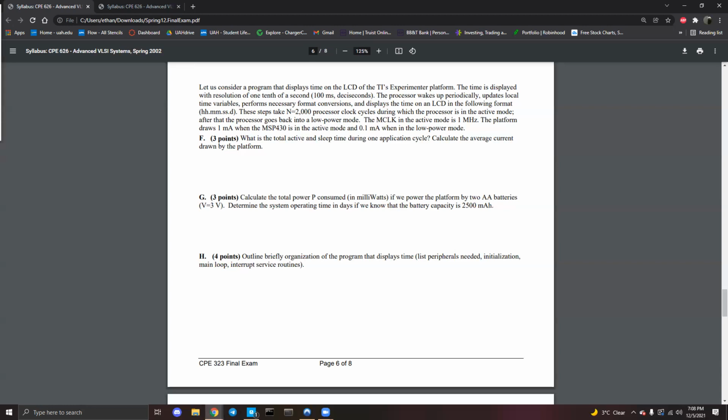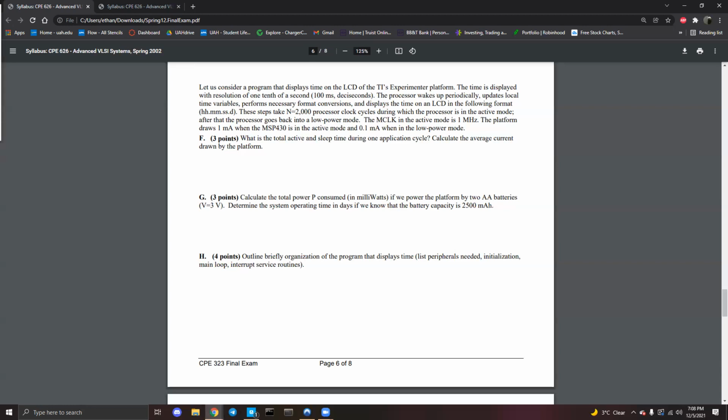All right, so let's take some information. First piece of information is the fact that changes occur every 1/10 of a second. It wakes up every 1/10 of a second, does all the updates, calculations, display, and then goes to bed. These steps take 2000 processor clock cycles during which the processor is in active mode. So it's consuming its 1 milliamp during that period of time, and then it drops back down to 0.1 milliamps when in low power mode.